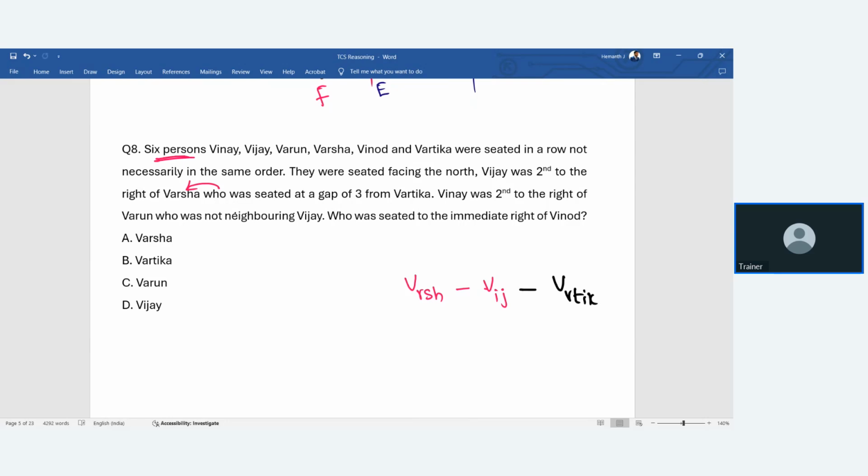Okay, next. Vinay is second to the right of Varun, who was not a neighbor of Vijay. Here I have already 5 slots. Varun was not a neighbor of Vijay. Vinay was second to the right of Varun, but Varun is not a neighbor of Vijay, so Varun will be here. Second to the right, Vinay will be here.